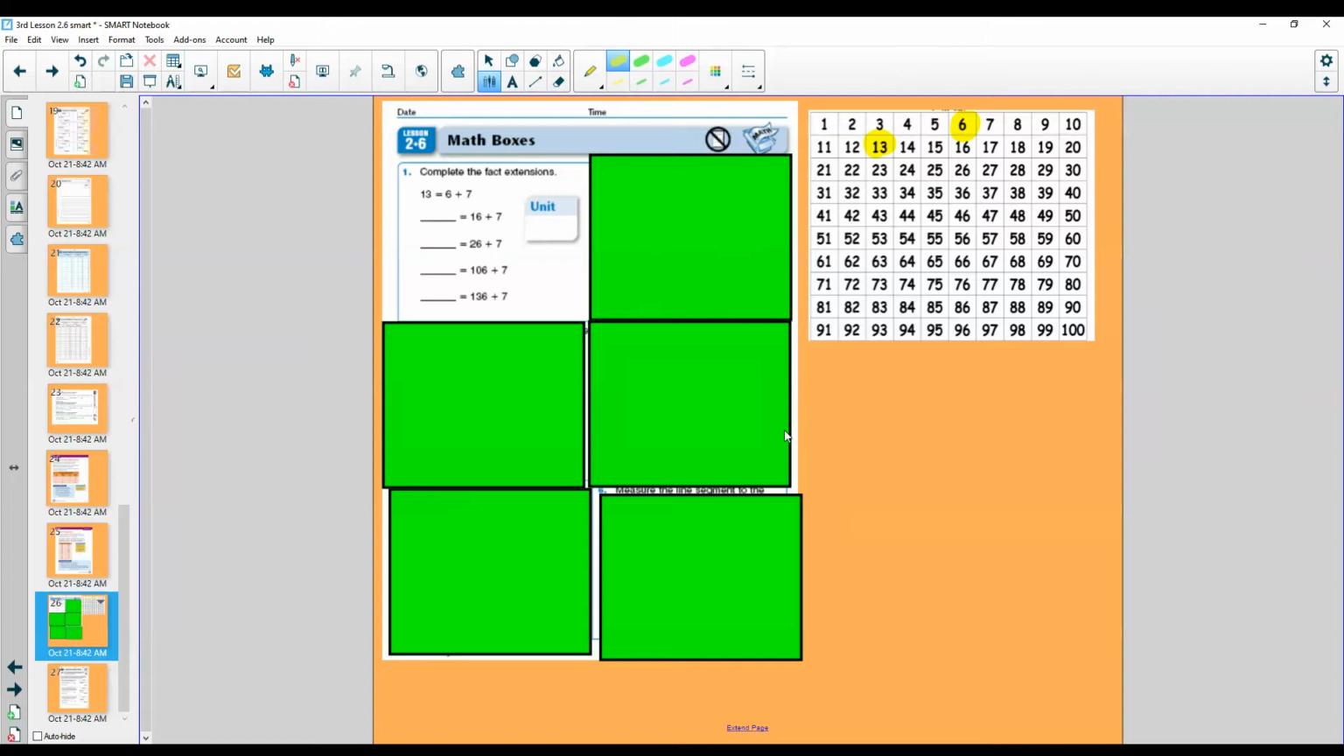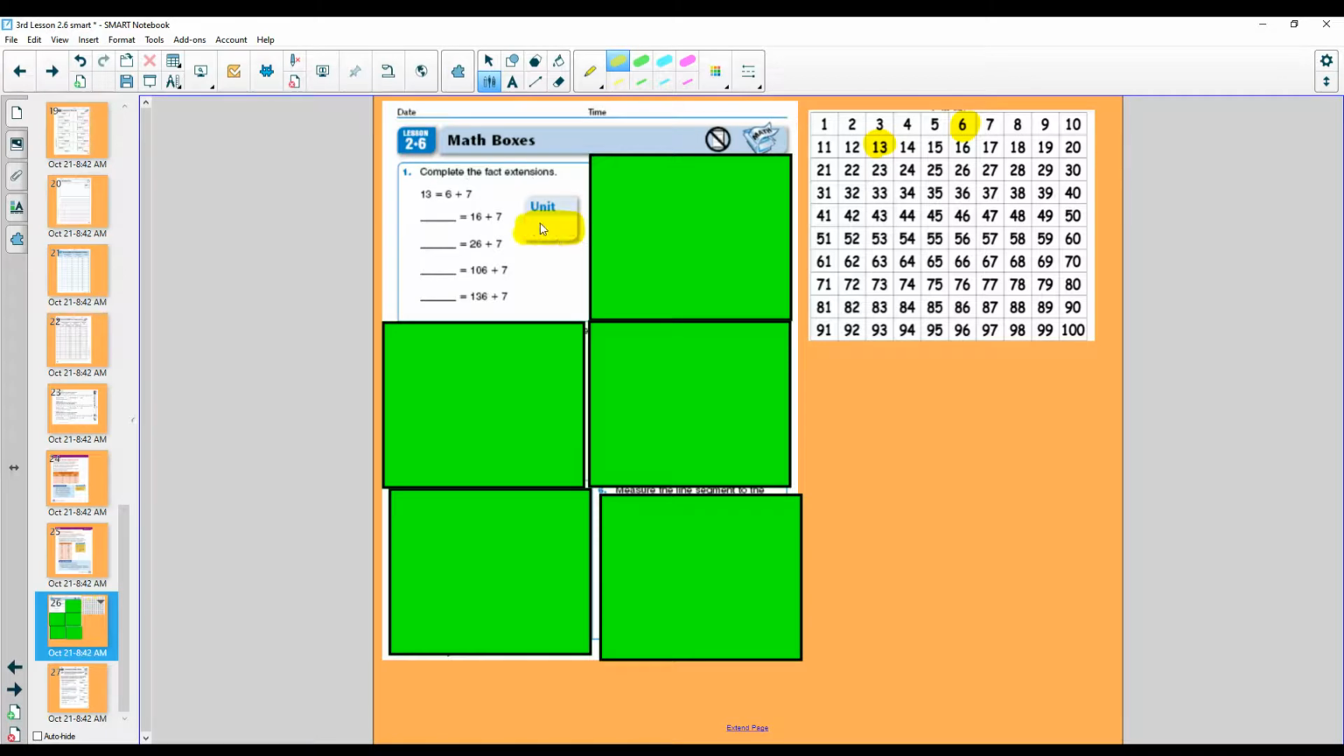All right, third graders, today we're going to do math boxes 2.6. It's on page 44. Make sure you try most of the boxes by yourself and then just correct with me. And I'll try to go quickly so you don't get bored and try to show you some tricks along the way too. All right, the first thing is we want to write a unit in here.